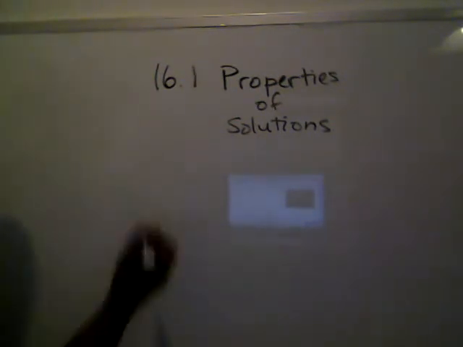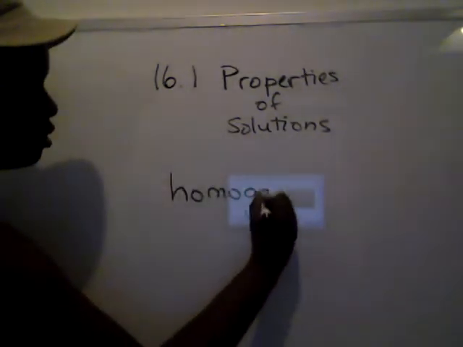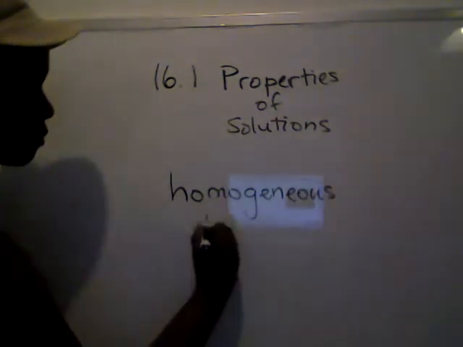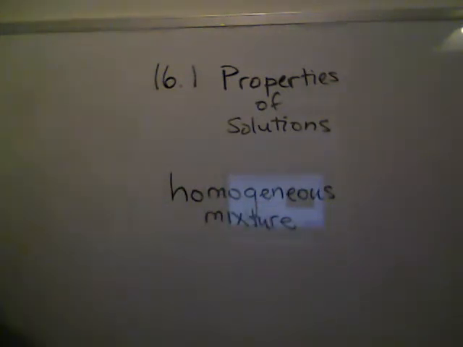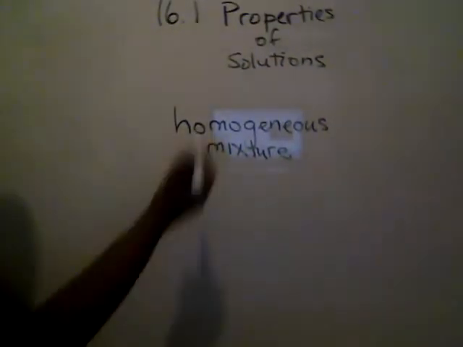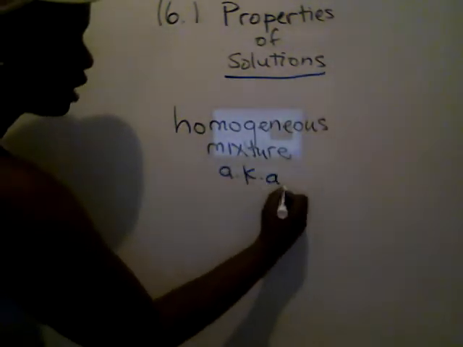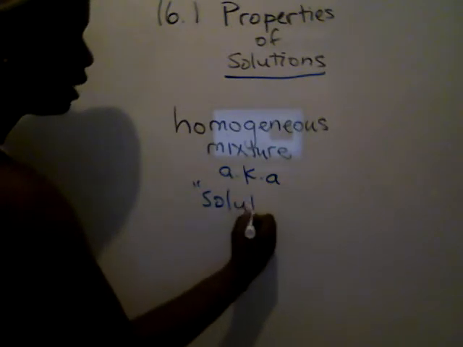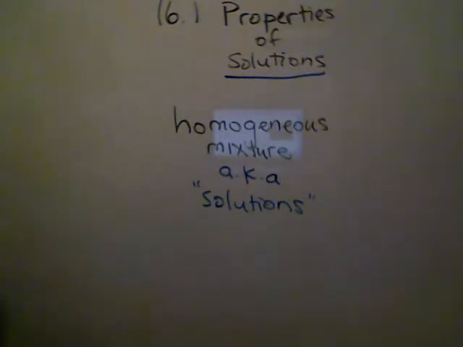One thing to know about a solution is you guys may have talked about homogeneous mixtures a few chapters ago. A homogeneous mixture is something that is uniform throughout or completely mixed. For our purposes, anytime we use the word solutions, we actually mean homogeneous mixtures. Even though they say solutions, homogeneous mixtures are also known as, or AKA, solutions. So just keep that in mind. For chapters 15 and 16, we're only talking about homogeneous mixtures, so things that actually dissolve in one another.